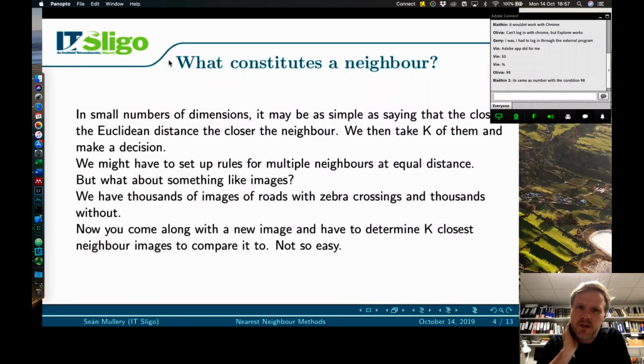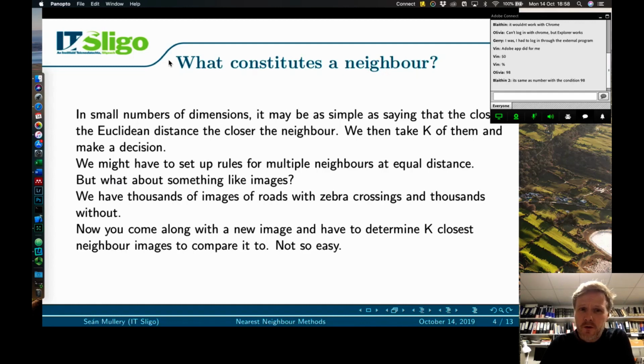In small numbers of dimensions, it may be as simple as saying that the closest in terms of Euclidean distance would be the closer neighbour. So we have samples and we look at how far they are away from each other in terms of Euclidean distance, and then we take k of them, however many we've decided k is, and we make a decision based on that. We might have to set up rules for multiple neighbours at equal distance. That's the sort of thing you would generally have to do.